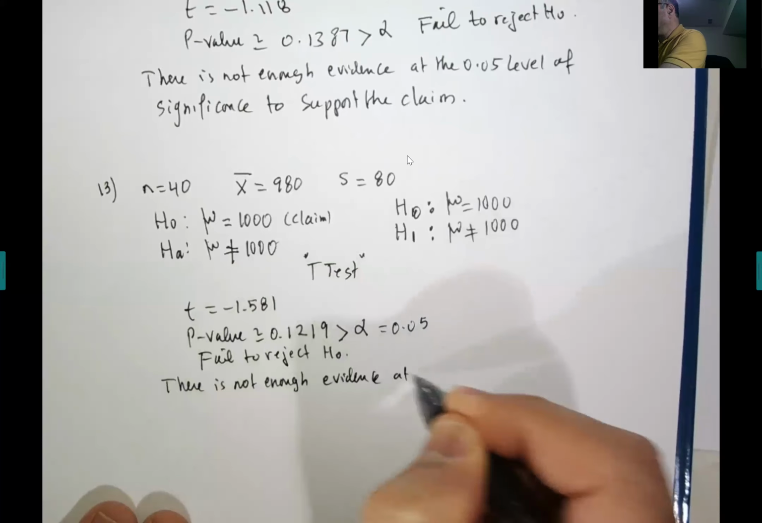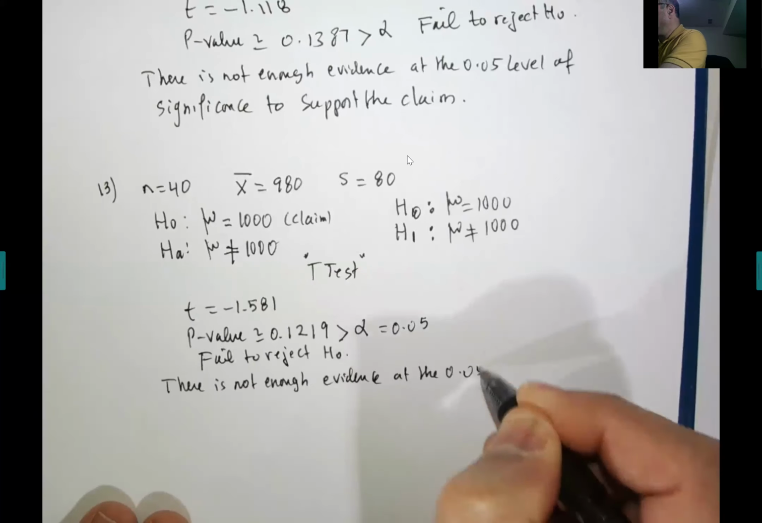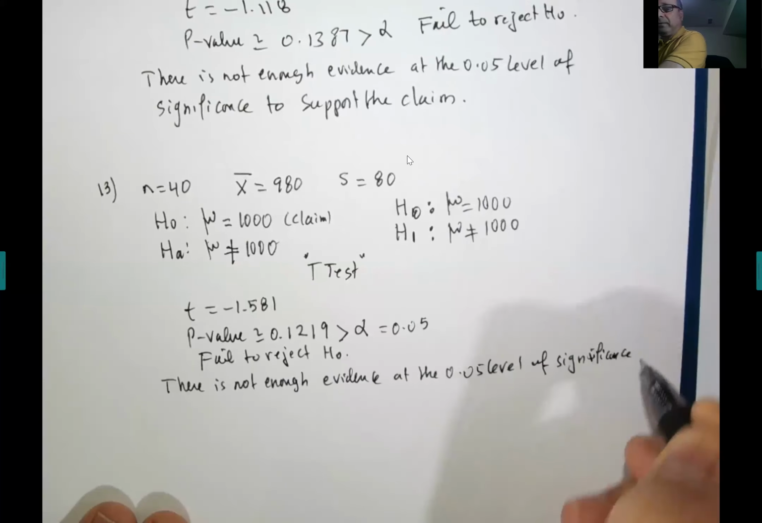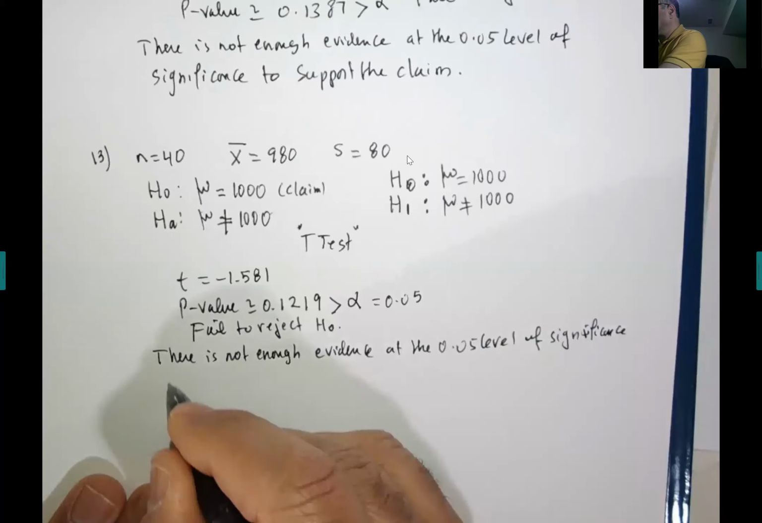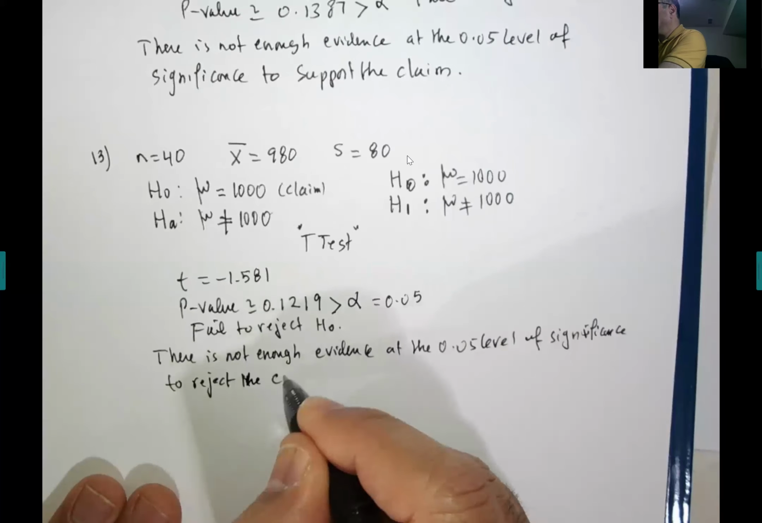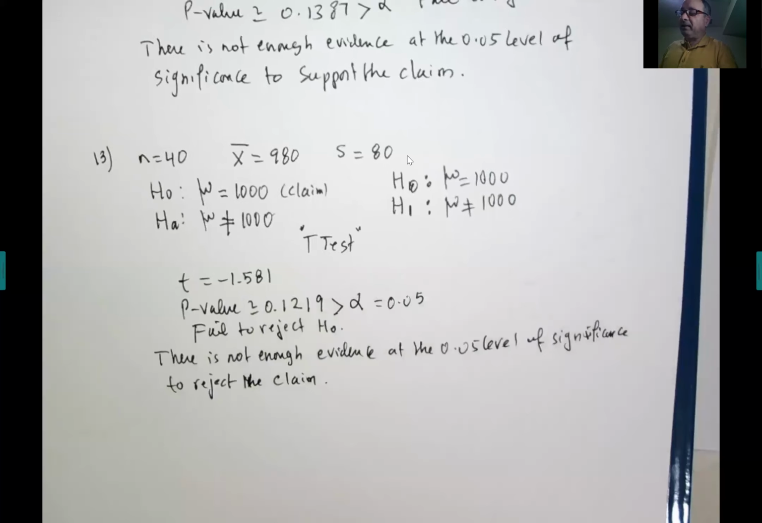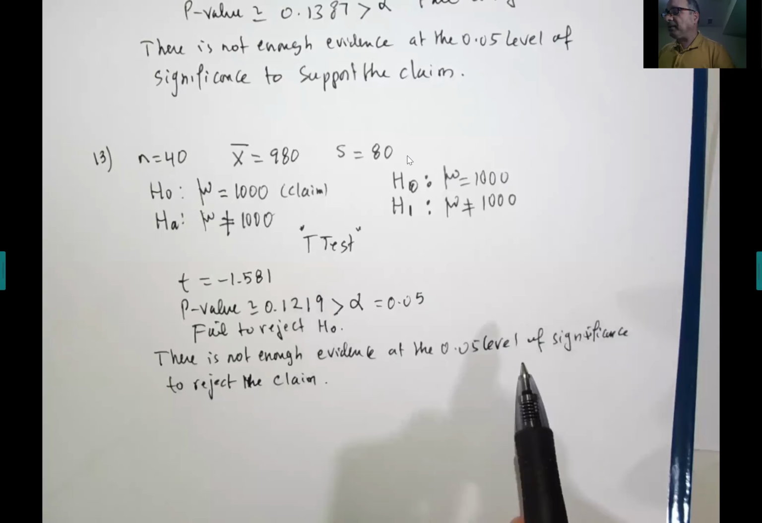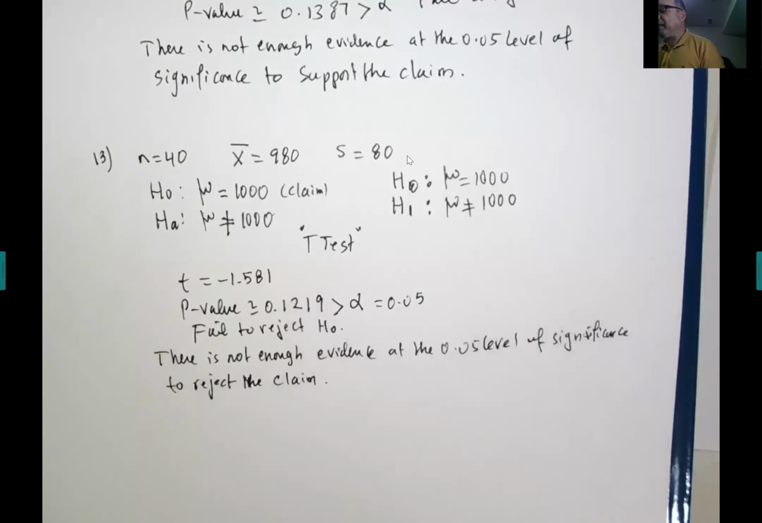At the 0.05 level of significance, to reject the claim. Don't, guys, decide to change the language. "I cannot reject the claim" does not mean I accept it. If you don't reject something, it doesn't mean that you accept it. So please choose the same language that I'm using right here: not enough evidence at the 5% level of significance to reject the claim, whatever the claim, that the lifetime of a fluorescent bulb is 1,000 hours.